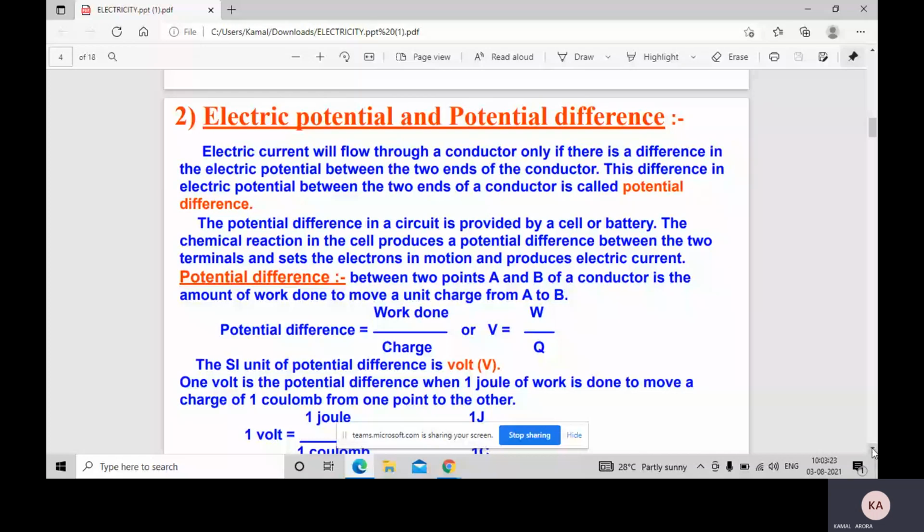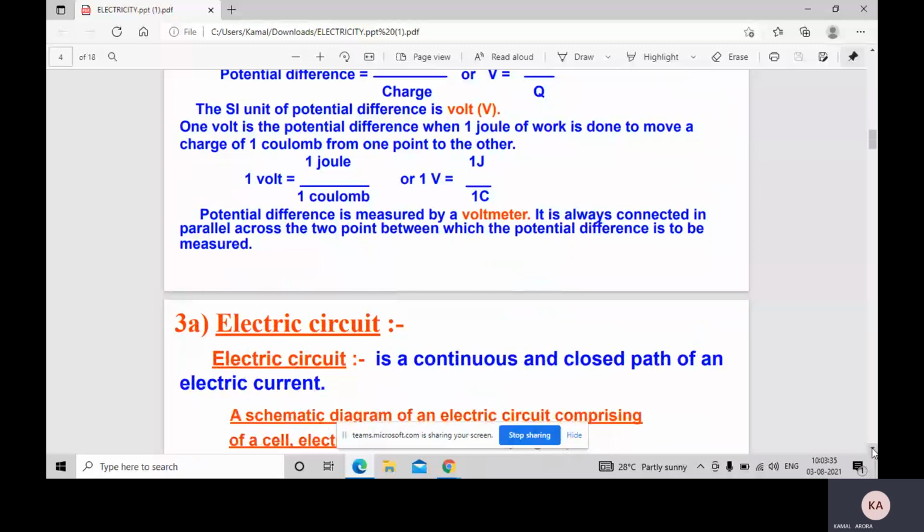Now we are going to define 1 volt from the above relation. What is the above relation? 1 V is equal to 1 joule upon 1 coulomb. They both are units of potential difference. Either you can say volt or joule per coulomb. From this, we can define 1 volt. What do you mean by 1 volt? 1 volt is the potential difference when 1 joule of work is done to move 1 coulomb charge from one point to another.